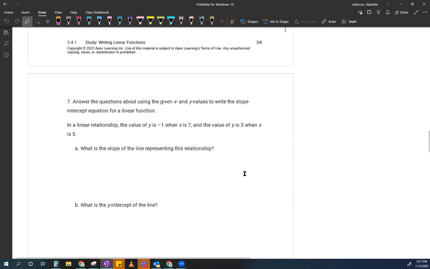Okay. All right, next problem. It says, answer the questions about using the given x and y values to write the slope-intercept form. In a linear relationship, when the value of y is -1 when x is 7, and the value of y is 3 when x is 5, what's the slope? Okay, so that's a lot of words. So I want to translate those words into math. It says the value of y is -1 when x is 7. So this just says this, 7, -1. And this other point says when x is 5, y is 3. And I'm like, oh, okay, I could do this.